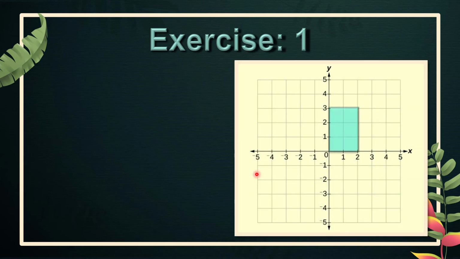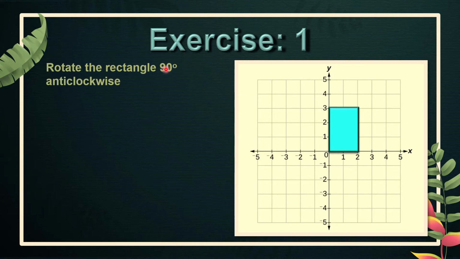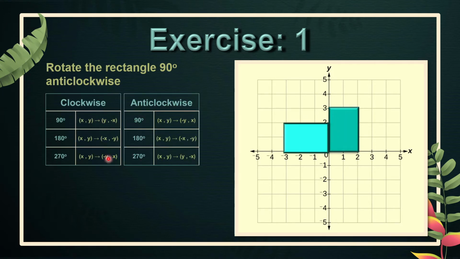Exercise 1. As you see here from this rectangle, you want to rotate it 90 degrees anti-clockwise, which means to the left. Okay. Remember the rules? I'll remind you of the rules here. The anti-clockwise rule will be negative y and x. Okay, this is the rectangle after the rotation, and this is the original rectangle's place.